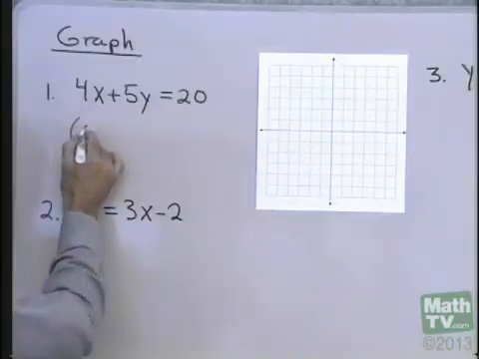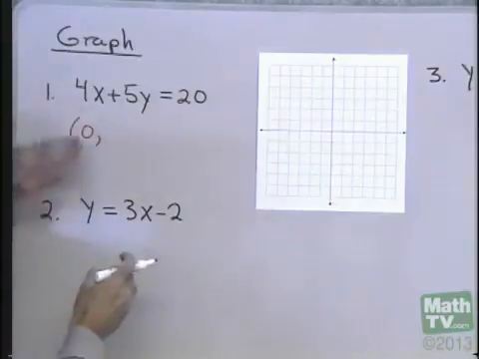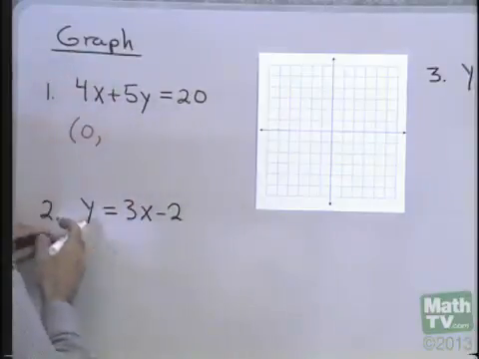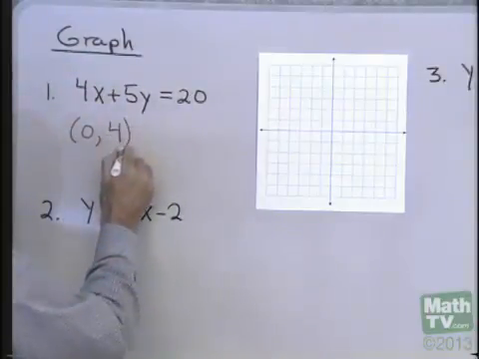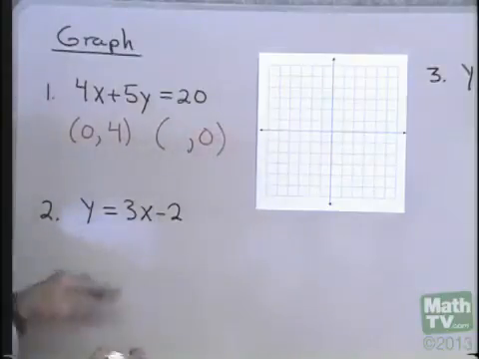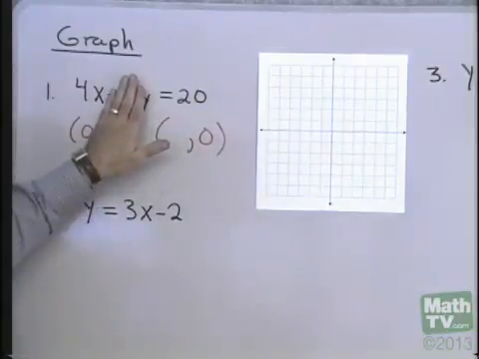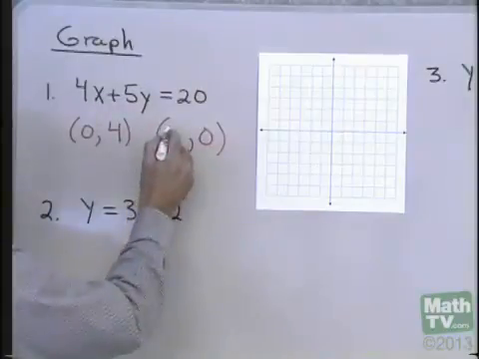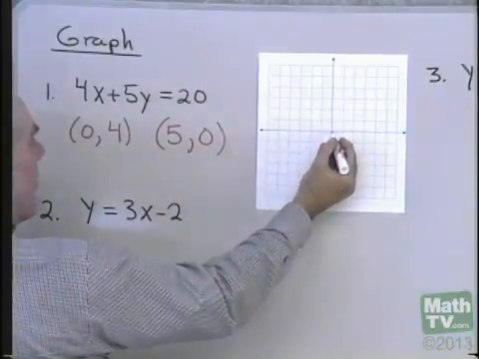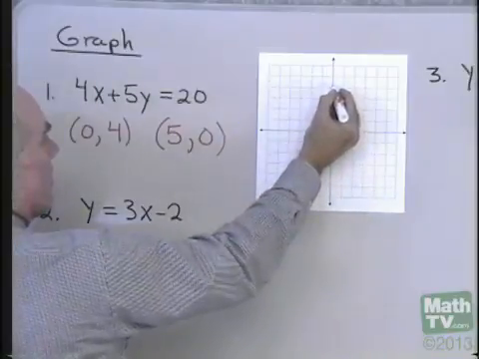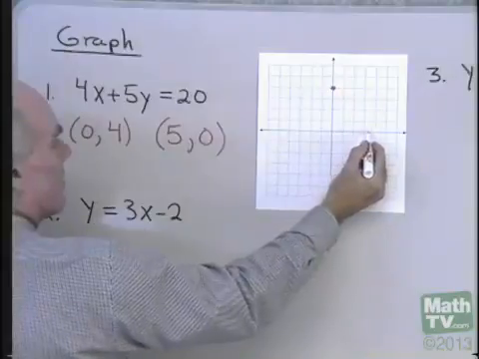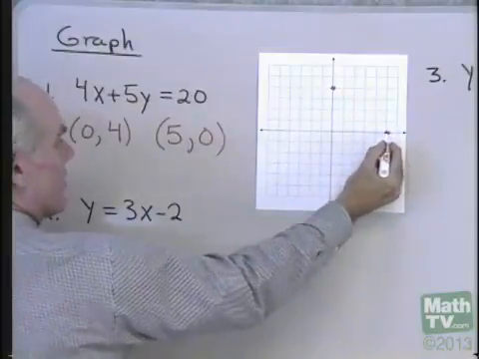So let's let x be equal to 0. When x is equal to 0, the equation becomes 5y equal 20, so y is equal to 4. So this has a y-intercept of 4. And then let's let y be equal to 0. Then that term becomes 0, and the equation is 4x equal 20, so x is equal to 5. So I'm going to go over here and graph x equals 0, y equal 4, 1, 2, 3, 4. That's that point. And then x equal 5, 1, 2, 3, 4, 5. Y is equal to 0.